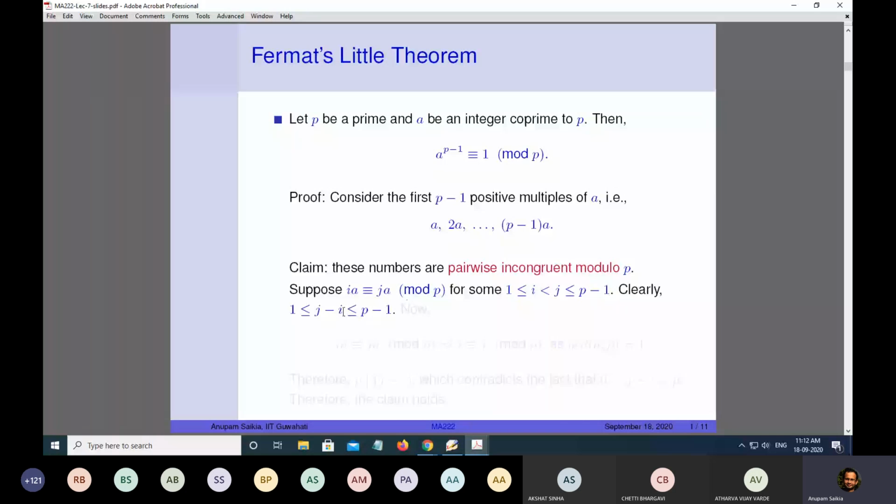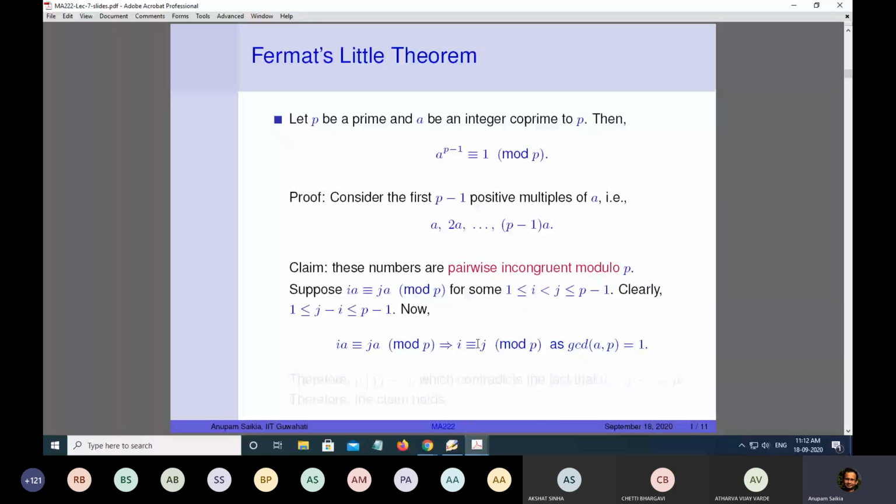Then clearly what will be j minus i? You subtract the smaller one from the bigger one. Then still it will be less than p minus 1 and bigger than 1, because it will still be in this range. But if ia is congruent to ja mod p, I can cancel a, because the GCD of p and a is 1. Remember, in this statement, a is something coprime to p. So I can cancel a, and I get i and j are congruent mod p.